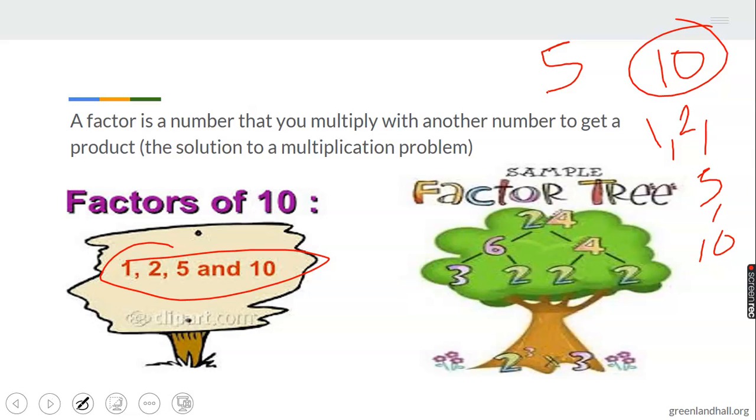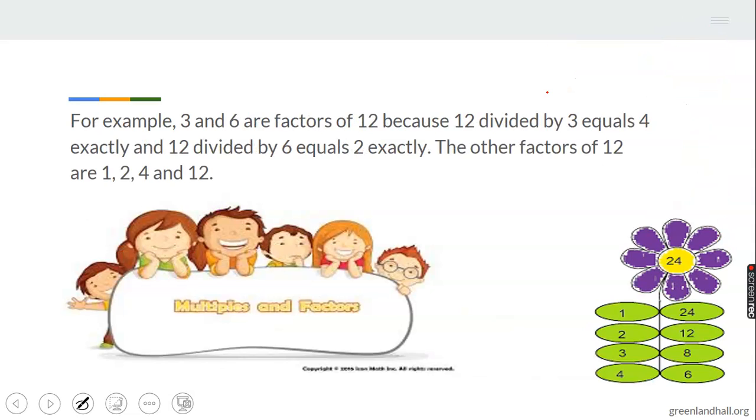Numbers that you can multiply with another number to get a product. 2 times 5, you can multiply 2 and 5, it's going to give you 10. 1 times 10 will give you 10. 5 times 2 will give you 10. These are what we mean by factors.